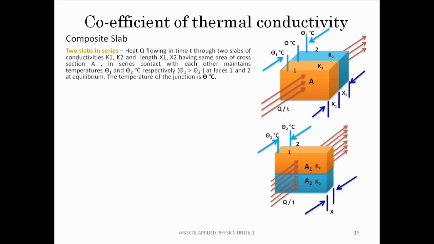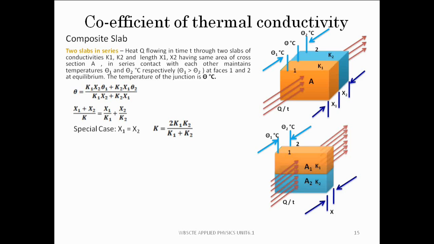The temperature of the junction is theta degree Celsius, given by theta equal to (K1 x2 theta 1 plus K2 x1 theta 2) by (K1 x2 plus K2 x1). And (x1 plus x2) by K is equal to x1 by K1 plus x2 by K2. In the special case, if x1 equal to x2, then K is equal to 2 K1 K2 by (K1 plus K2).